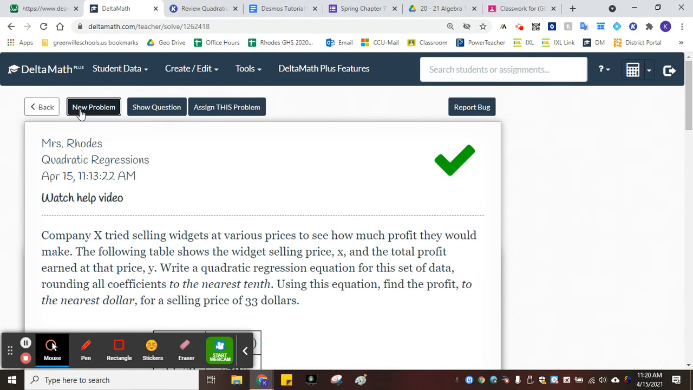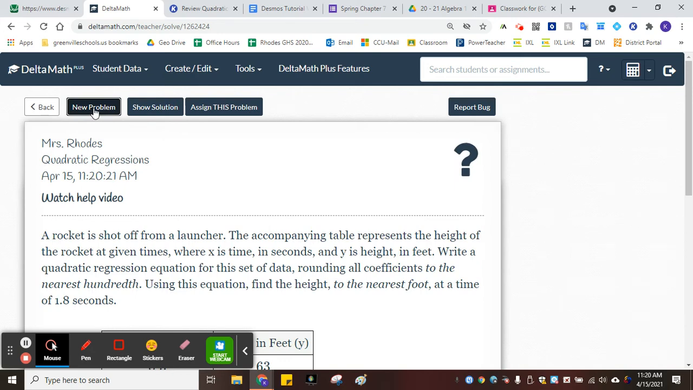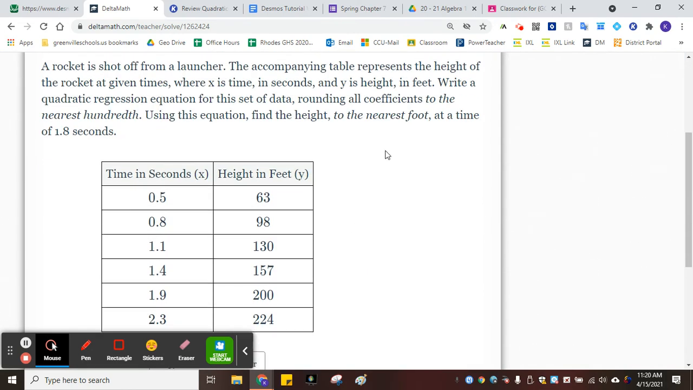All right. I'm going to do one more question just so you see it. If you're good, then you can stop watching the video and go do your 2 questions on your own. But I do want to show one more question if you're having trouble. So pause the video, read the question, and I'll show you how to get the equation. And we're rounding to the nearest hundredth this time.